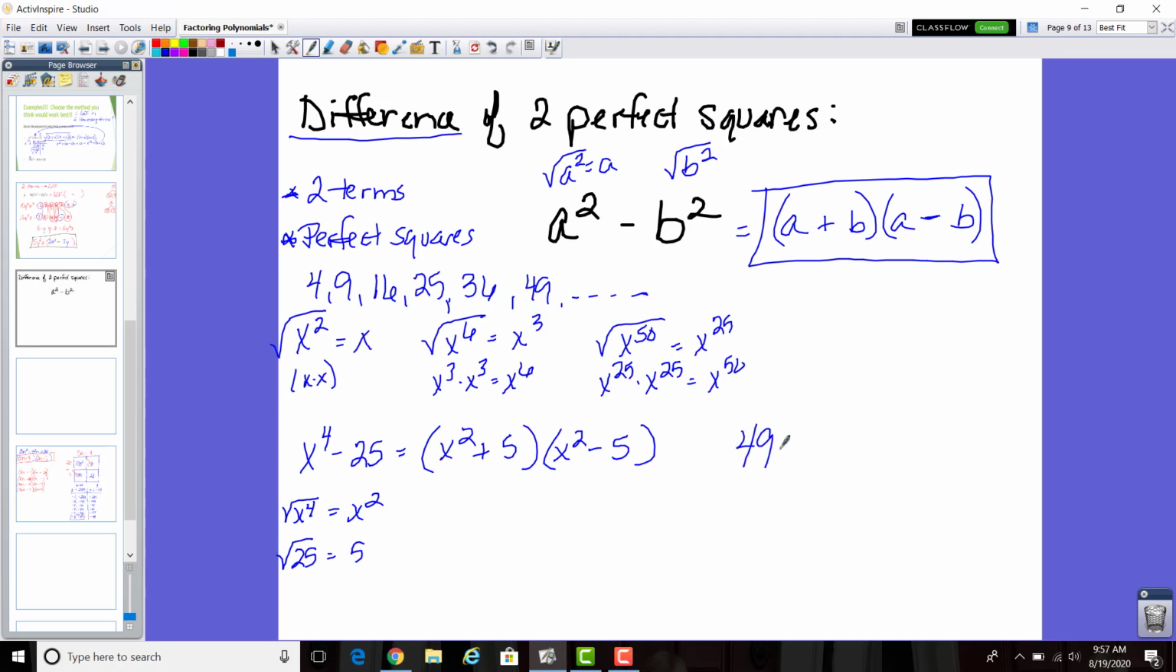We could make it a little bit more complicated and put a coefficient. So 49x to the 12th minus 121. That would be a perfect square, or difference of two perfect squares. Square root of 49x to the 12th. The square root of 49 is 7. Square root of x to the 12th is x to the 6th. So we get 7x to the 6th as our first term. We know one has to be positive, one has to be negative, and the square root of 121 is 11.